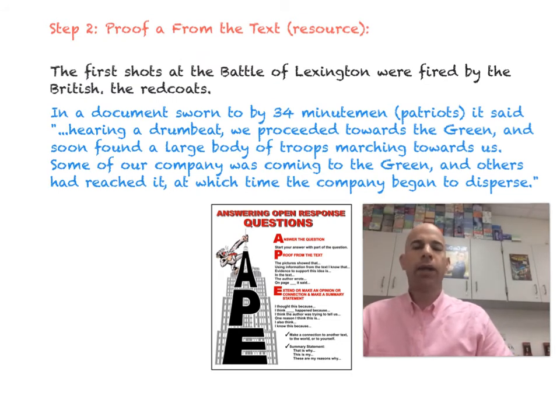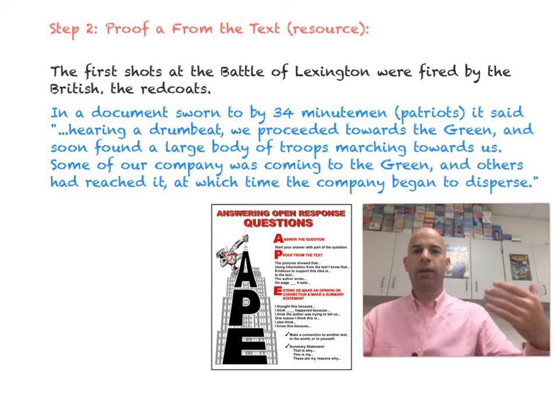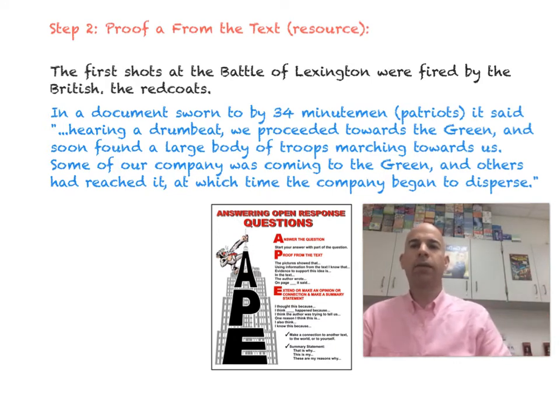All right, now we get into step 2. And the P in the APE method stands for proof. Proof from the text, proof from the video, proof from the magazine, the article that you're reading. Whatever piece it is that you're using, you are going to take your evidence from there. So please notice that in the example above, I still kept the first part of the APE method, the A, so you can see the full thing coming together. The first shots at the Battle of Lexington were fired by the British, the Redcoats. Now I put in my evidence, my proof.